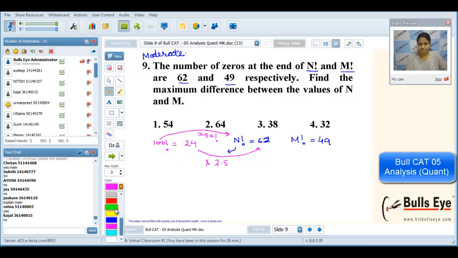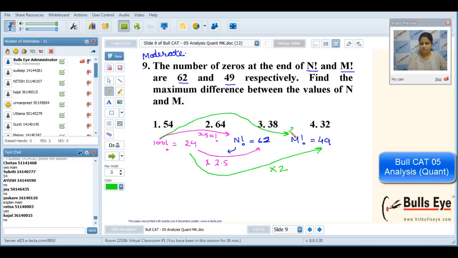Similarly, in the next case, 24 is becoming 49, almost double. So we will take 100 factorial into 2, that is 200. It means m will be closer to 200. Is it okay? Are you getting me, just Karan?